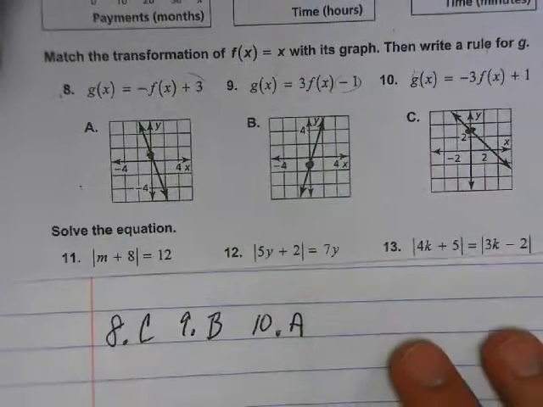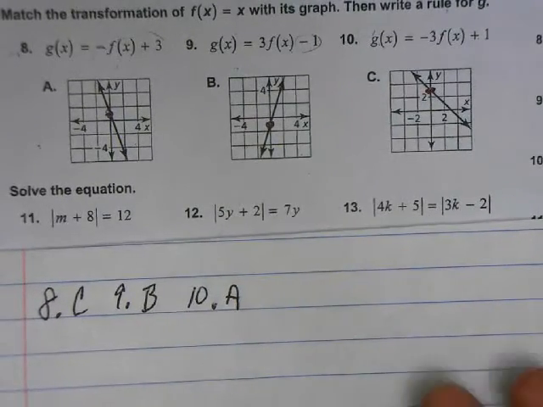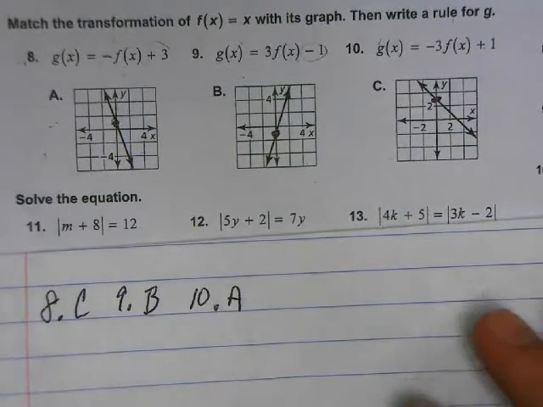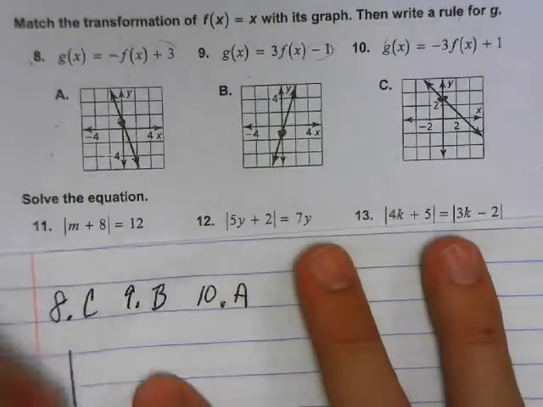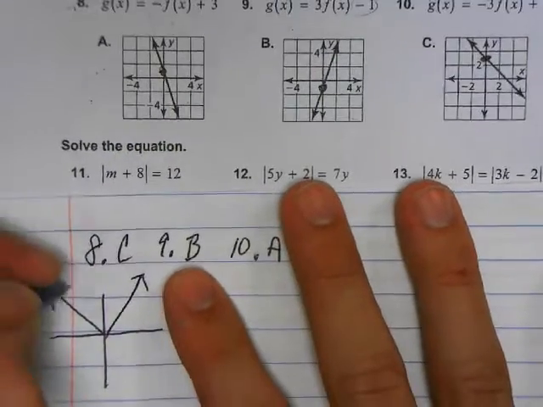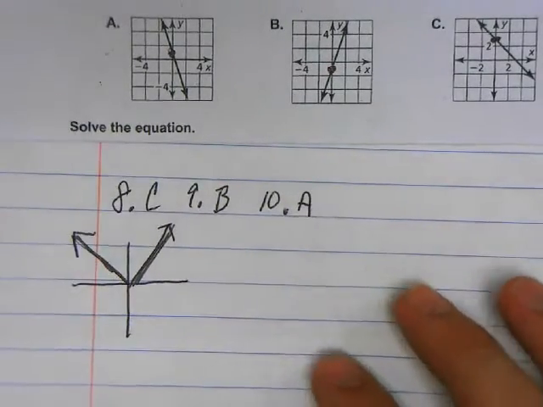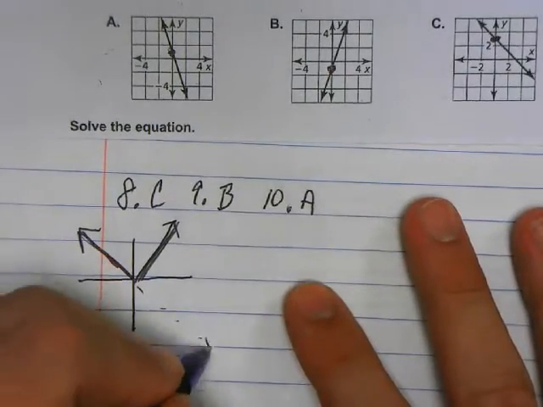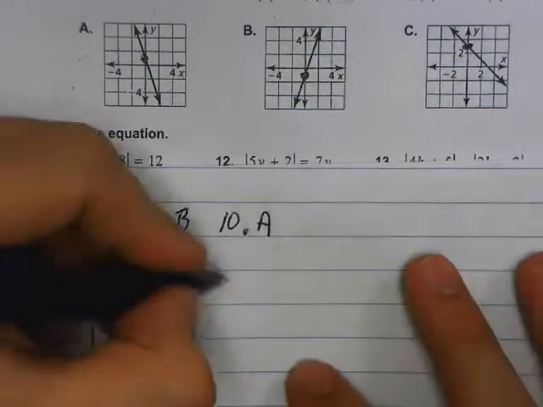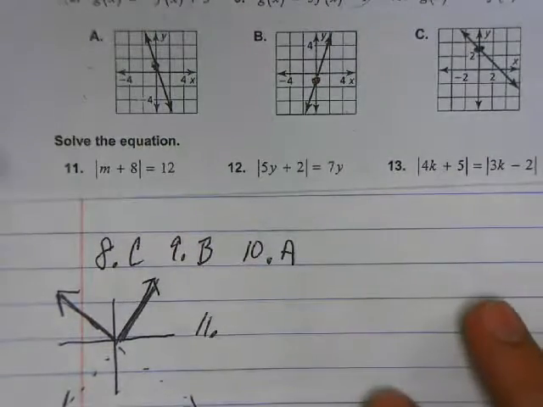Now we need to look at our absolute value functions, and this was starting to get into 1.4. Remember, your absolute value is just 2 straight lines that have different slope. You're going to have one side that has a negative slope and one side that has a positive slope. To be able to solve it, we just need to separate this into 2 different lines and solve those lines. Number 11 says the absolute value of m plus 8 equals 12.